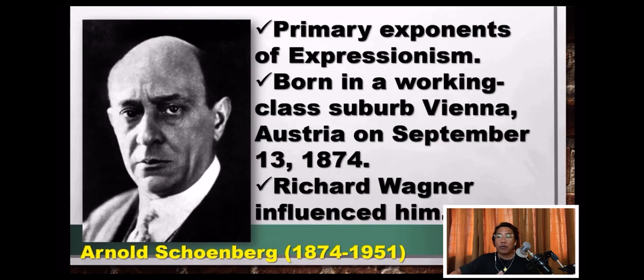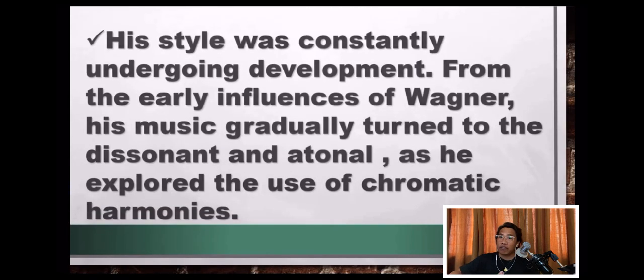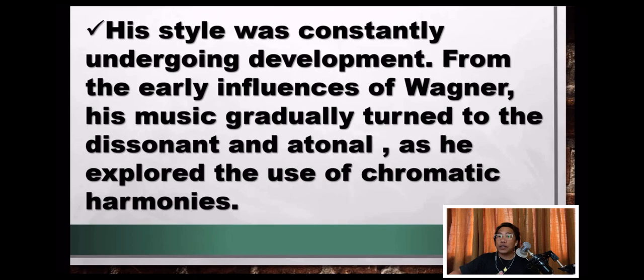He was born in a working-class suburb in Vienna, Austria on September 13, 1874. Richard Wagner influenced him. His style was constantly undergoing development. From the early influences of Wagner, his music gradually turned to the dissonant and atonal as he explored the use of chromatic harmonies. Schoenberg is credited with the establishment of the 12-tone system.